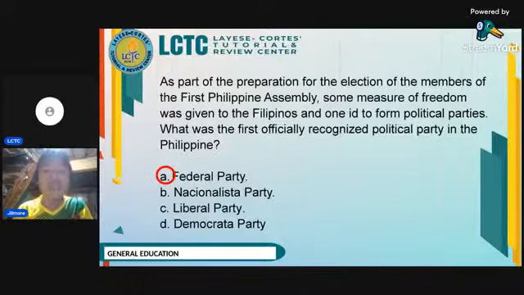But the Federal Party is a political party that advocates Philippine annexation to the United States. Okay? The advocates of the Federal Party wanted the Philippines to be one of the states of America. Okay. Maganda siguro pag nangyari yun. Okay.